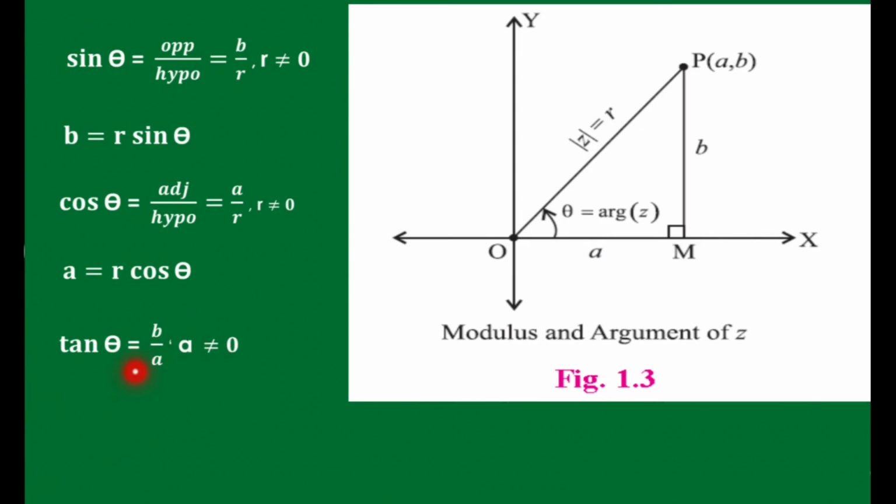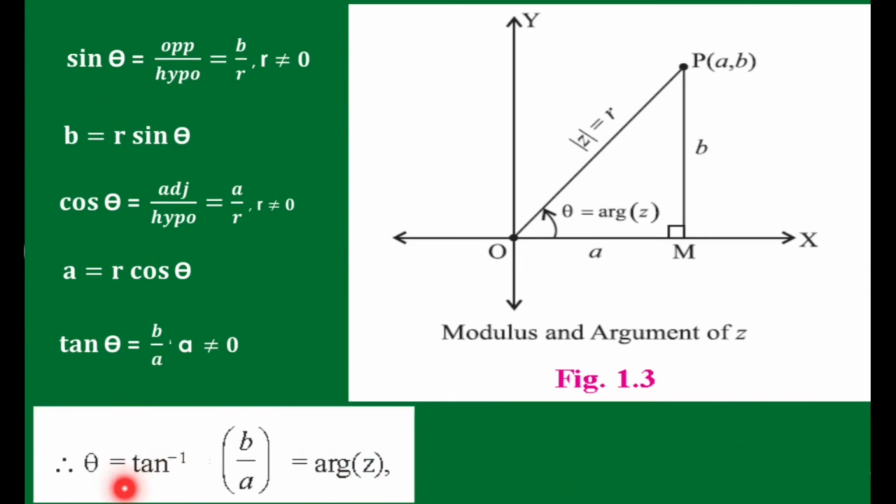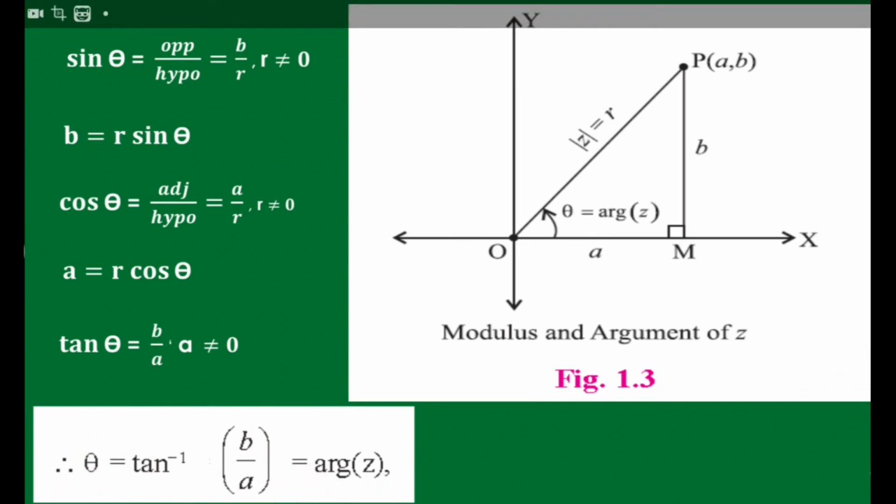When we calculate the value of this angle theta, that value is the argument of that complex number. So when we transfer this tan to the right hand side, we write that as tan inverse. So we get here theta equals tan inverse of b by a, and this value of theta is nothing but the argument of z.